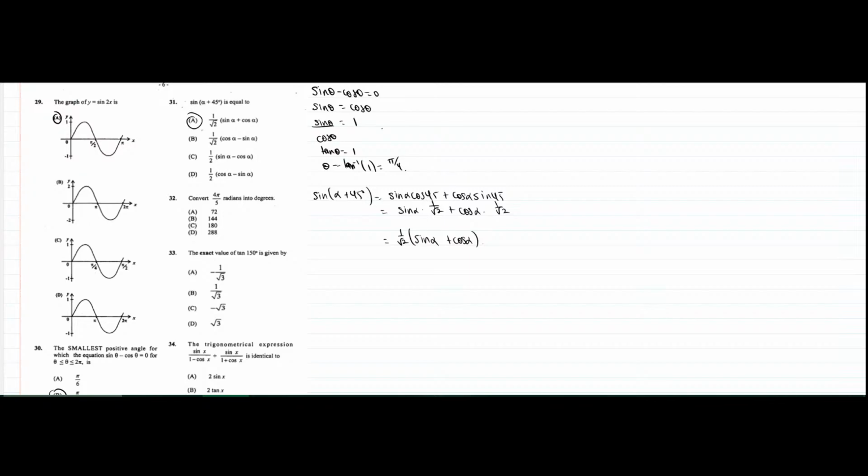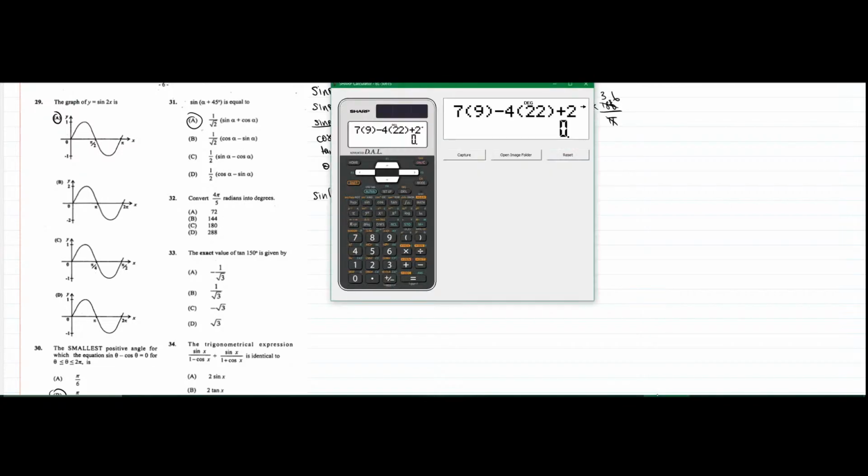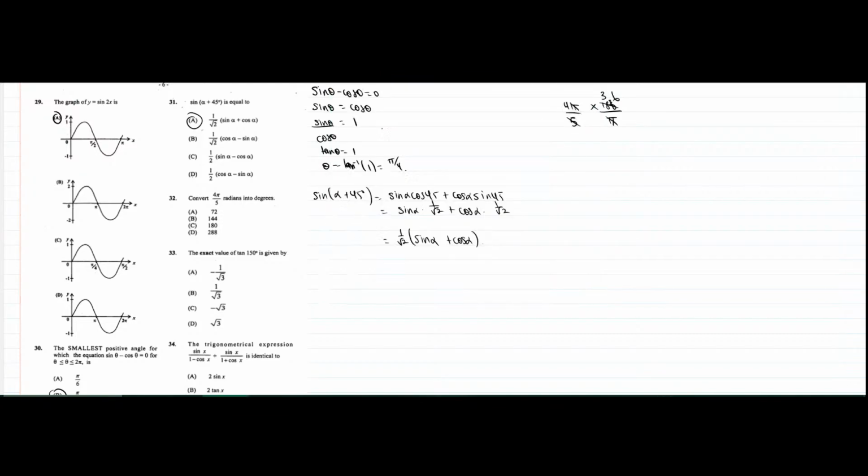Convert 4 pi over 5 to degrees. We need to multiply by 180 over pi. U goes into u here. What is that? 5 into 18 is 3, remainder 3. 36 by 4 as well. I always check it over. 144, B.